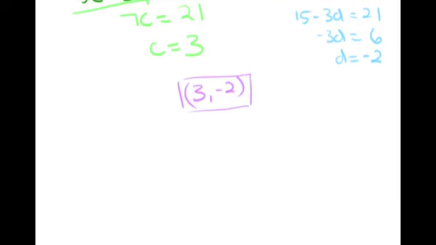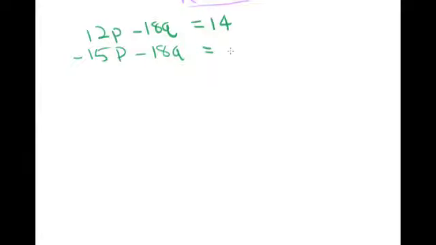Now let's try something a bit more challenging, because this is too easy for us. So let's try 12p minus 18q is equal to 14, and negative 15p minus 18q is equal to negative 4. Oh no! We don't have anything that is opposites. We have negative 18q and negative 18q. We don't have positive 18q and negative 18q. We both have negatives. So what do we do now?